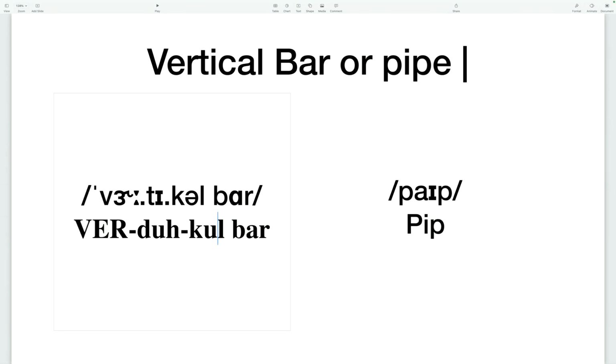Okay, moving on to vertical bar or pipe. We see this in titles a lot of times. You can also use this in math and in coding. So let's start with the vertical.